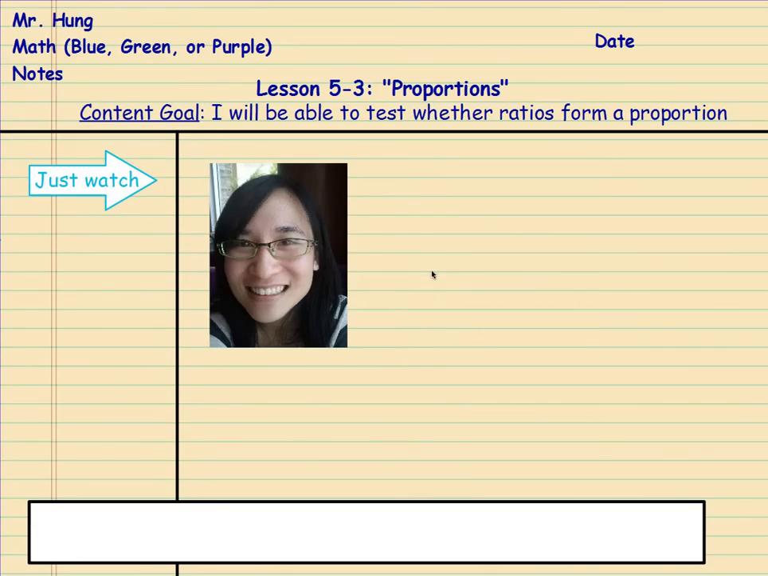Lesson 5.3, Proportions. By the end of the lesson, you're going to be able to test whether ratios form a proportion or not. And you already know what ratios are. We're just going to work on the word proportion today.